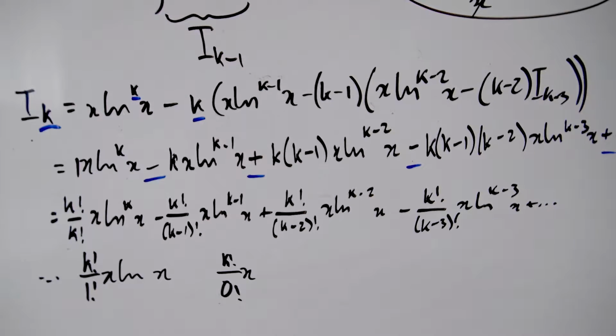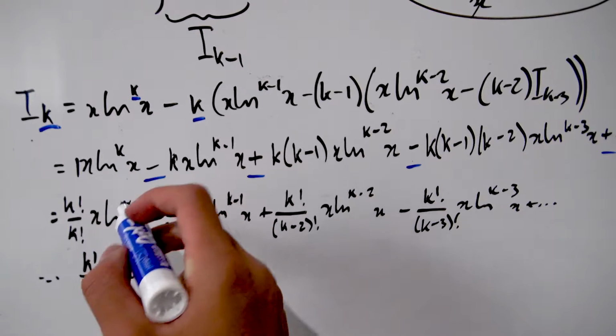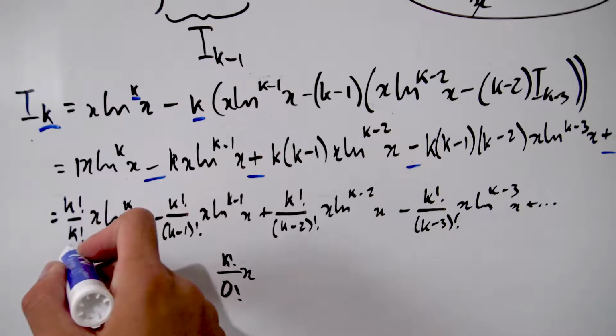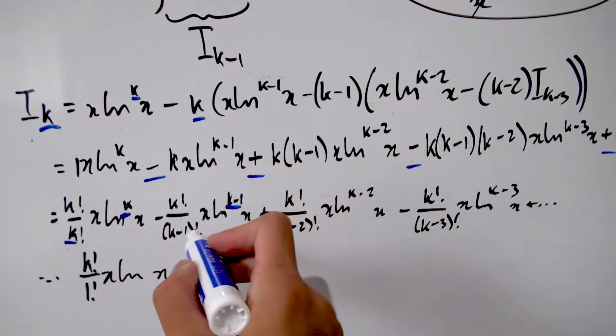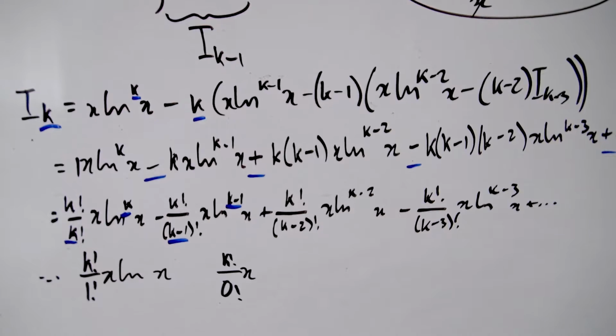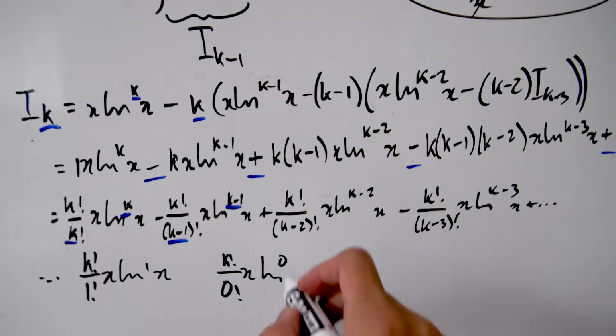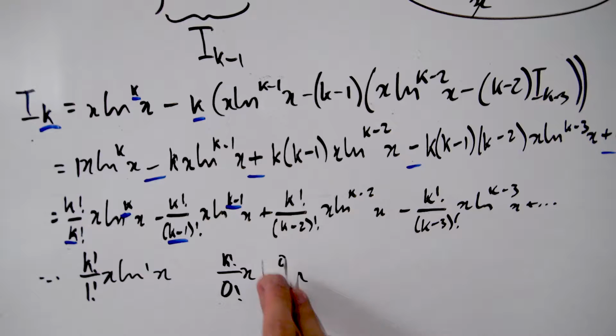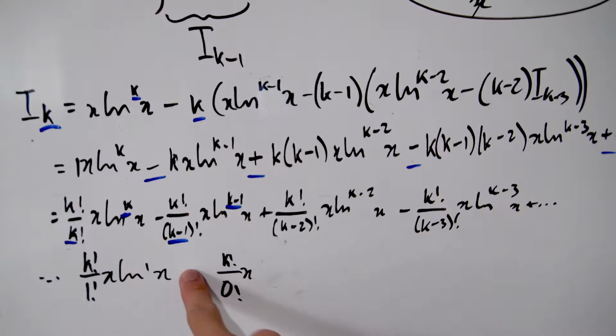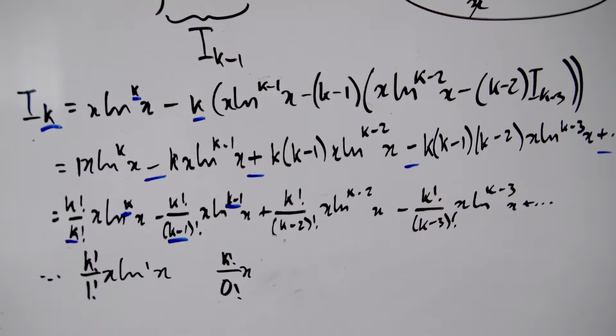Another way to confirm this is to look at this exponent of the log here. So you have a k matching with k factorial, k minus 1 matching with k minus 1 factorial, and sure enough, you have natural log to the first power here matching with 1 factorial right here. And here it's natural log to the 0th power of x, which is just 1, matching with the 0 factorial. So now you have to find out whether it's a plus or minus for these last two terms here.